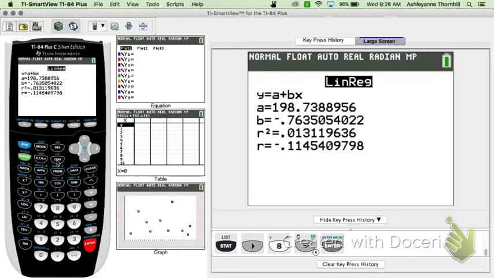Now you should have r squared and r. I'm going to label what these are right now, and then we're going to talk about them as the lesson progresses. A is my y-intercept. B is my slope. It's technically negative, so that means it has a negative correlation. My slope and my r should always be the same sign. R is my correlation.